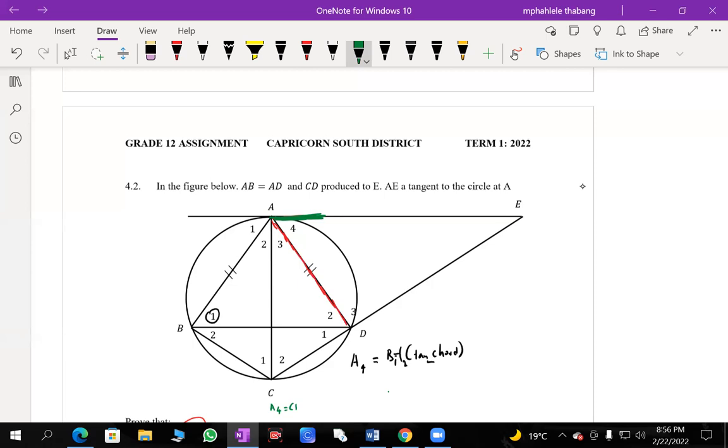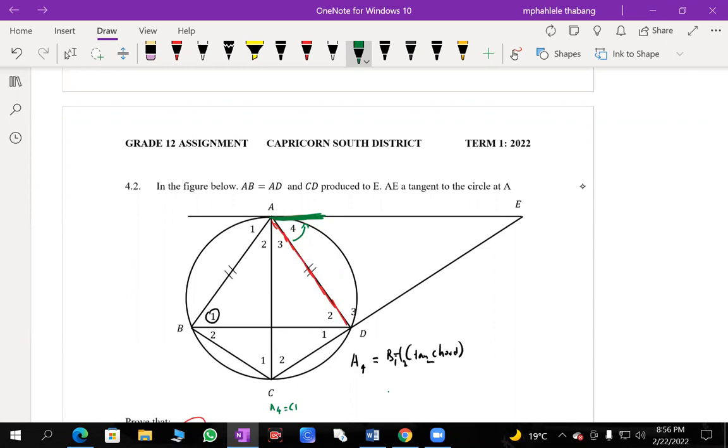Yes. And then this angle A4, the angle between tangent and chord, is equal to the angle in the other segment. So which angle is A4 equal to? B1, and not only B1, also C2. If you know your tan chord very well, you'll see that angle A4 equals B1 and also C2.